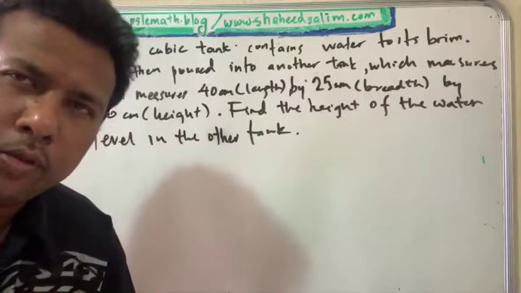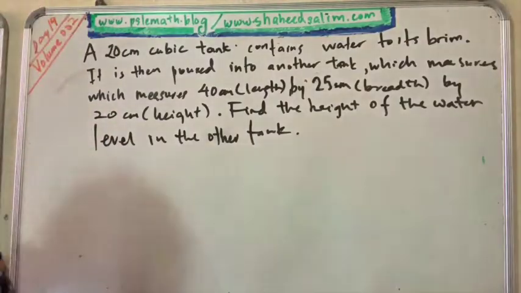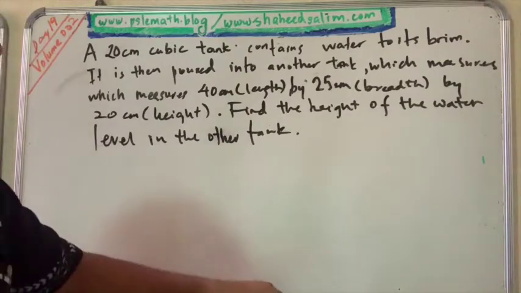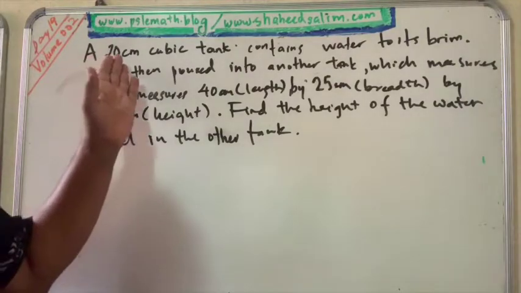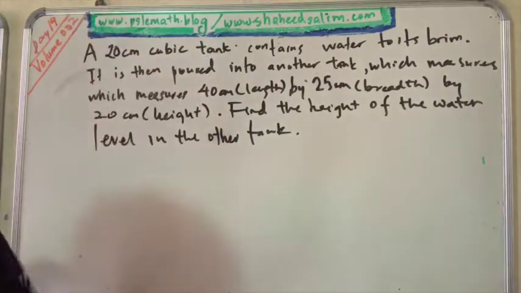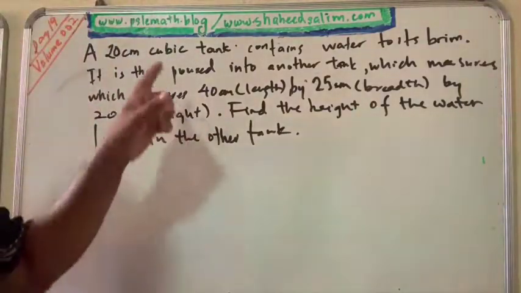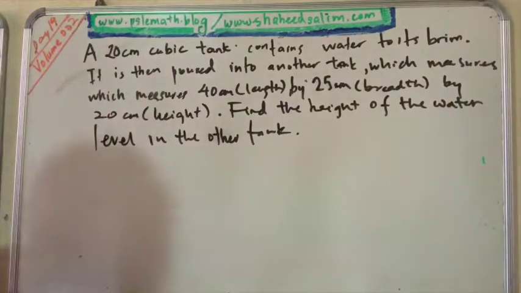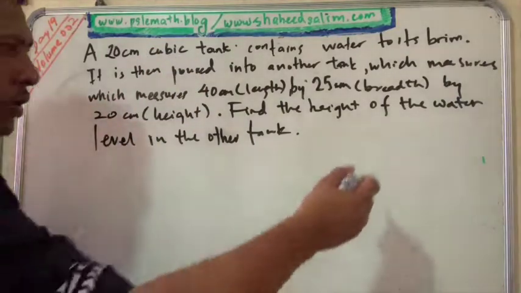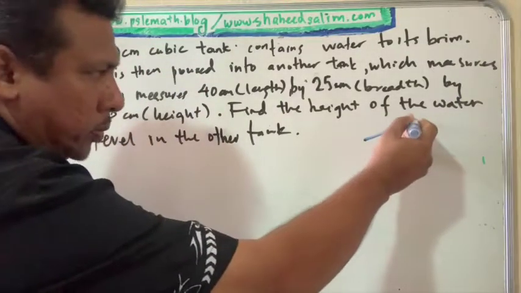Question number 2 for volume on day 19. Let's read the question. A 20 cm cubic tank. What is a 20 cm cubic tank? Cubic comes from the word cube. So this tank is shaped as a cube.